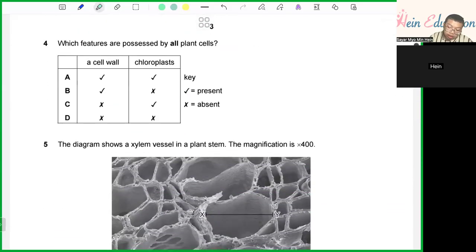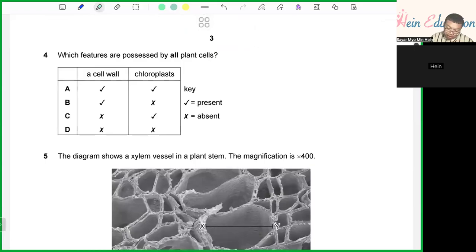For number 4, most students made a mistake on this question. Which features are possessed by all plant cells? All plant cells have a cell wall, but not all plant cells have chloroplasts. If you remember the structure of a leaf, there are the upper epidermis and lower epidermis, and even root hair cells may not contain chloroplasts. So the correct answer again is B: all plant cells have a cell wall, but they do not all have chloroplasts.